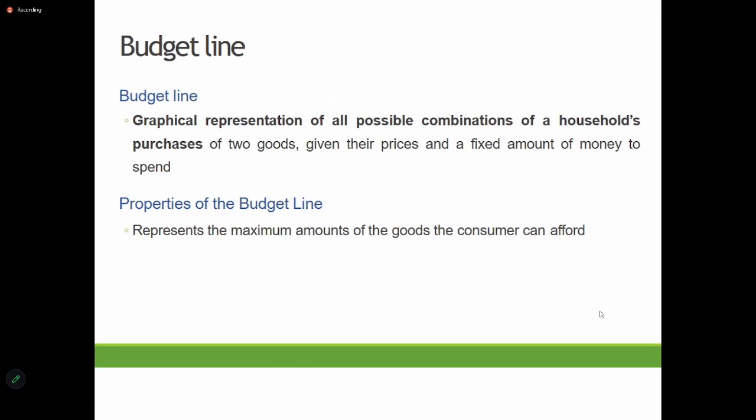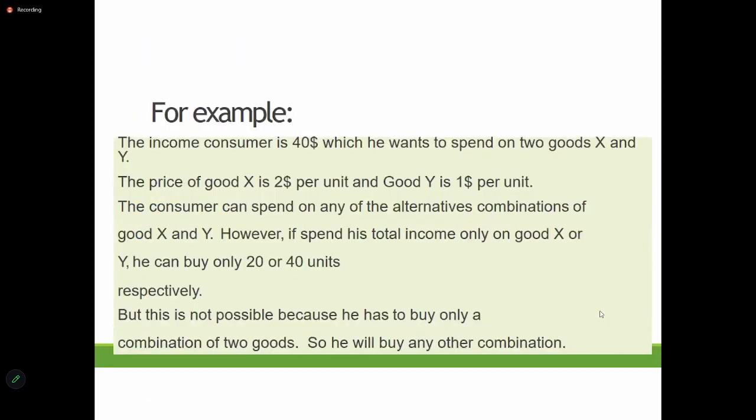Now, we discussed the budget is very important. So budget explains the budget line. That is a graphical presentation of all possible combinations of households' purchases of two goods at their prices and a fixed amount of money to spend. Okay, so here you can see the budget line represents the maximum amount of goods the consumer can afford.